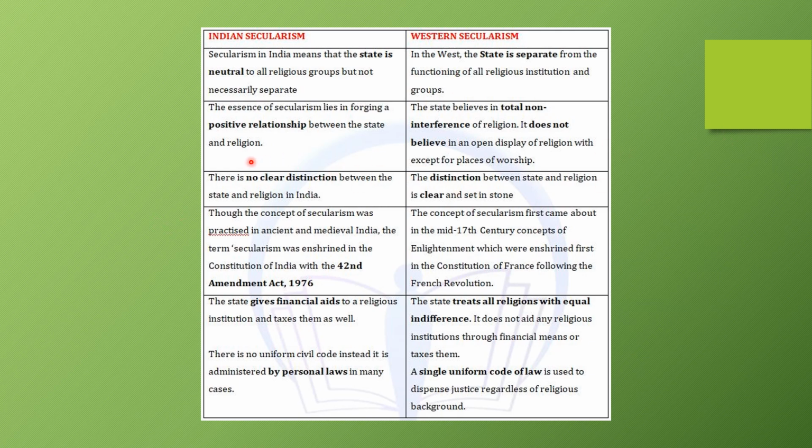You can add some examples. See, here it is given that the state gives financial aid to religious institutions. This means, for example, the state provides funding for visiting Mecca. The state also gives funding to religious institutions for their welfare. Also, educational institutions maintained by religious institutions are protected under the Constitution. So these things can be written as examples under this. So Indian secularism is a positive concept.